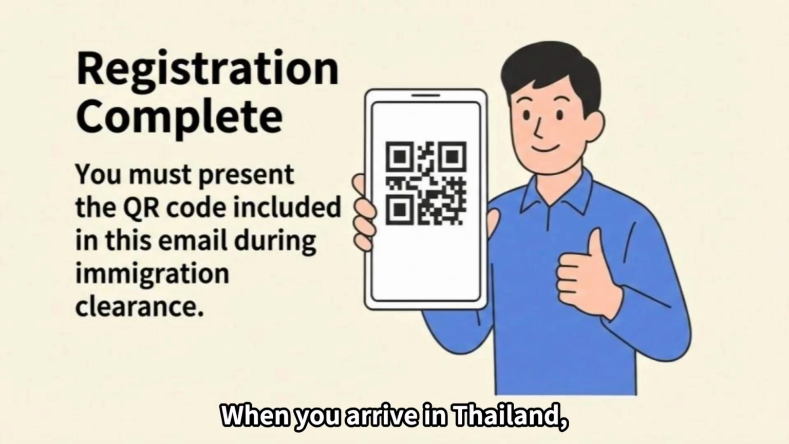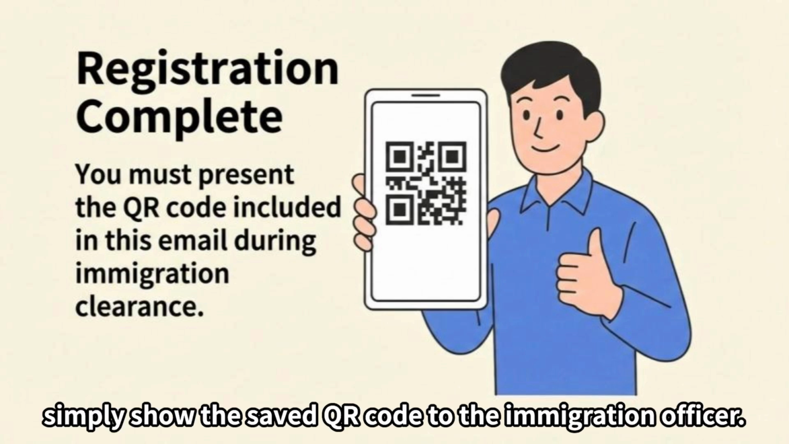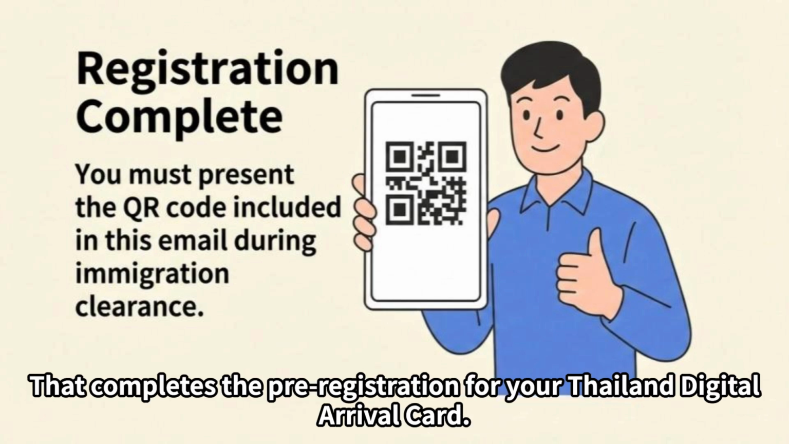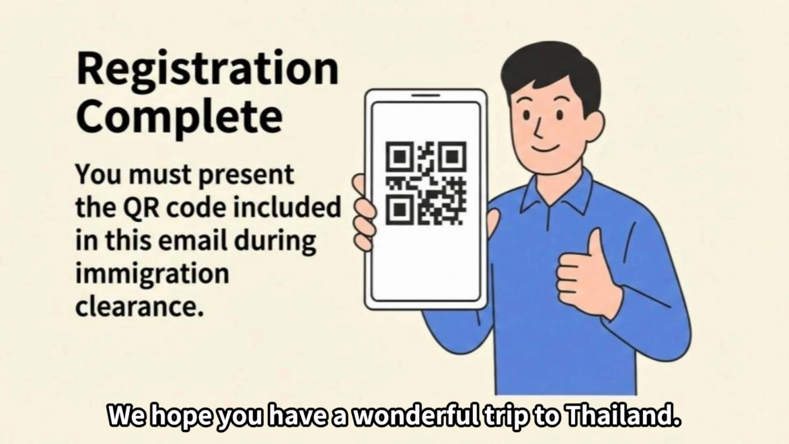When you arrive in Thailand, simply show the saved QR code to the immigration officer. Just showing this screen will make the immigration process surprisingly smooth. That completes the pre-registration for your Thailand Digital Arrival Card. We hope you have a wonderful trip to Thailand.